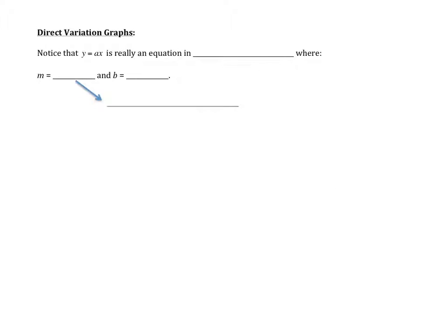Direct variation graphs. Notice that y equals ax is really an equation in slope-intercept form, where m is that a value and b would just be 0 since there is no number there. Remember that a value is the constant of variation. So we can easily graph these equations using the a number as the slope, like rise over run, and starting at the origin since the y-intercept is 0, which you will see in the next examples.